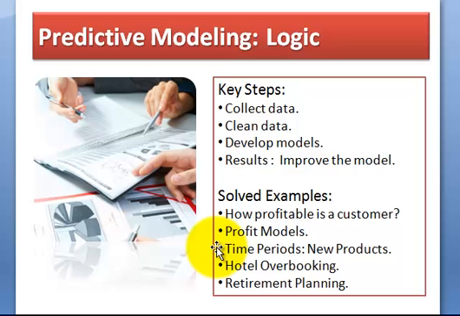We'll talk about some time periods, looking over time in the future. What's the proper new product investment? How about hotel or restaurant overbooking? How can we model to see what's the right volume of overbooking a hotel should do, or the right volume of overbooking a restaurant should do? We'll talk about a little bit of retirement planning. This is applicable to so many things, but we'll go through those solved examples.